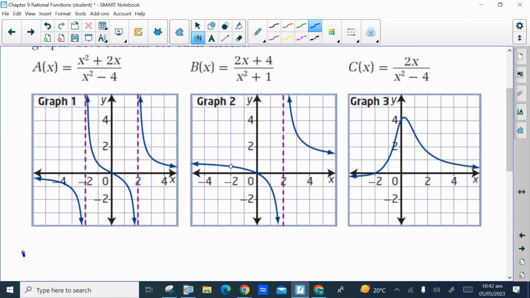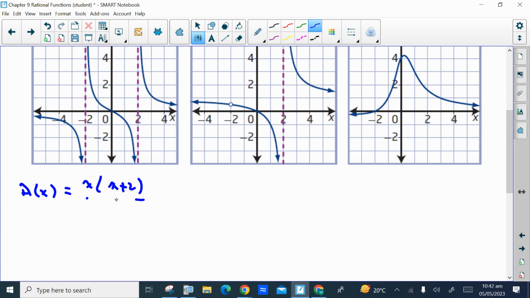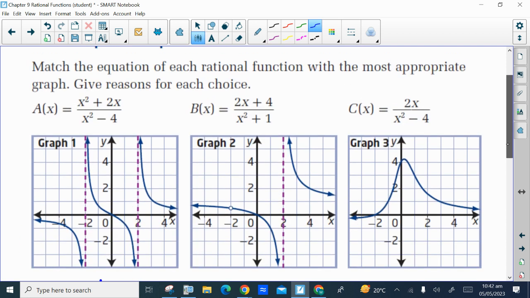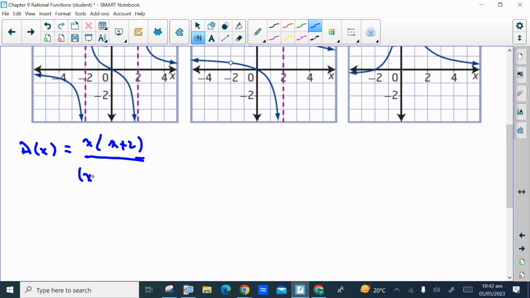Okay, so let's simplify each expression starting with a. There's a common factor of x on top. Take it out, you'll have x plus 2. The bottom is x squared minus 4, which is a difference of squares. It factors to x plus 2, x minus 2. The x plus 2's will cancel, which means that for this graph, you'll have a point of discontinuity at x equals negative 2.